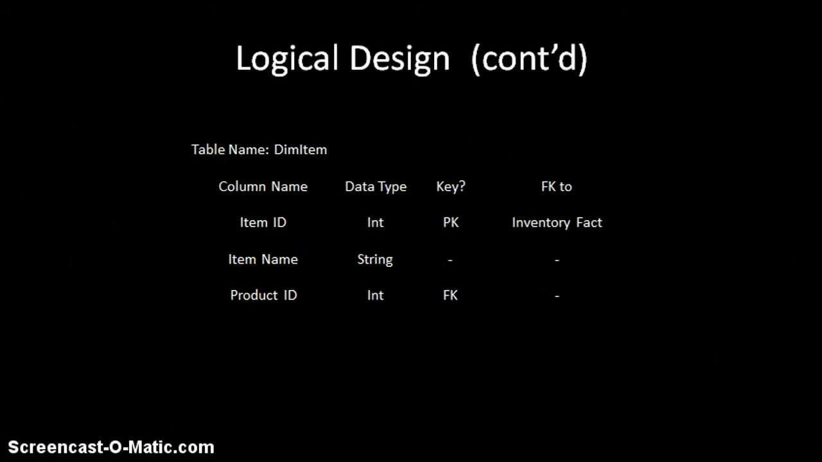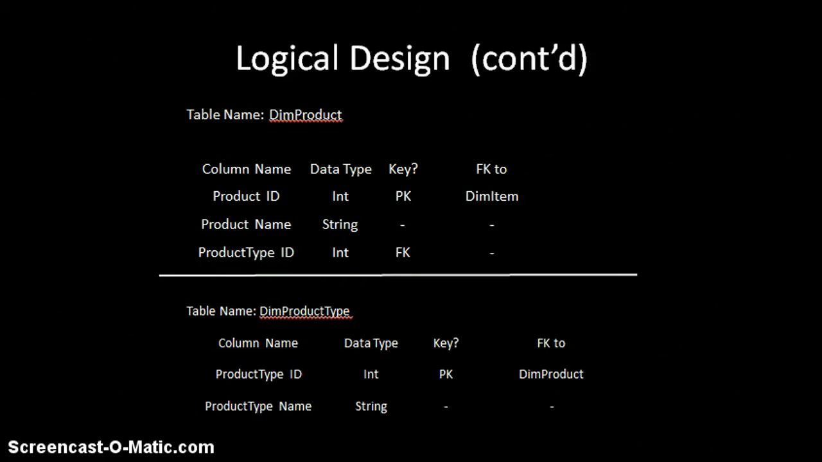Our next table is called dim item. This is the very specific item ID as the primary key, and it's also a foreign key to the inventory fact. It also has an item name, and then product ID is a foreign key for this table. Our next table is dim product. Product ID is the primary key, and it is also the foreign key to our last table, dim item. Then we also are storing the product name and the product type ID, which is a foreign key.